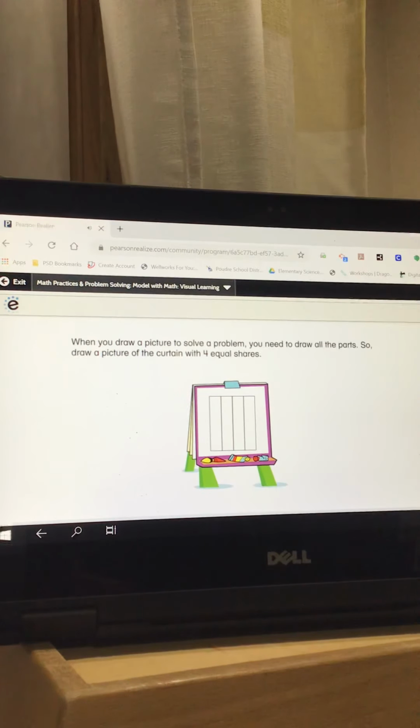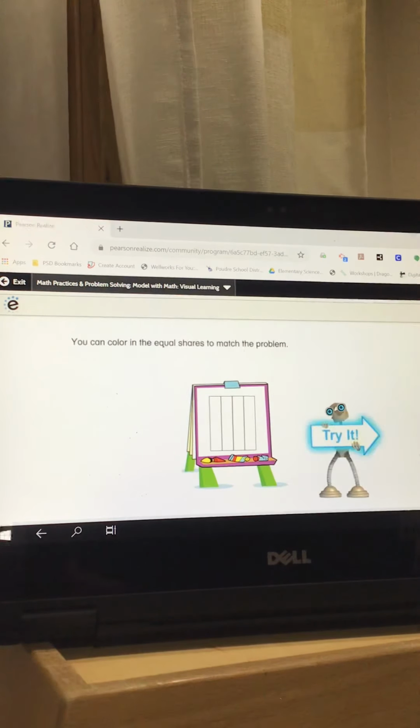When you draw a picture to solve a problem, you need to draw all the parts. So, draw a picture of the curtain with 4 equal shares. You can color in the equal shares to match the problem. Okay, let's color it in.